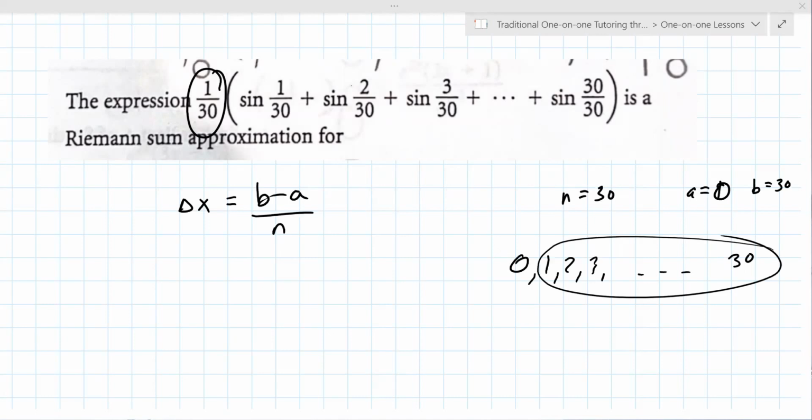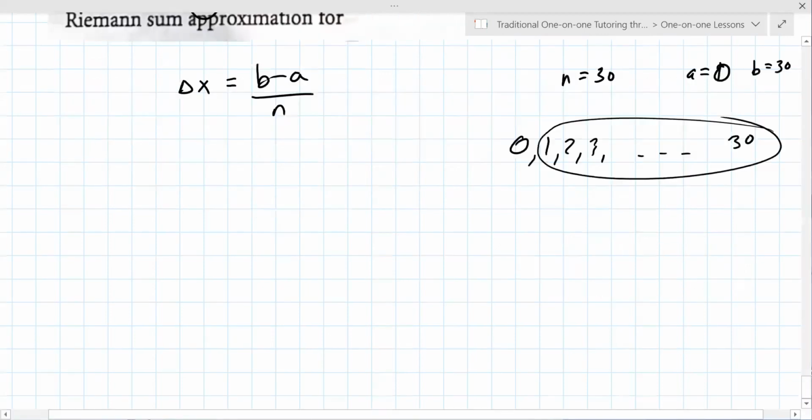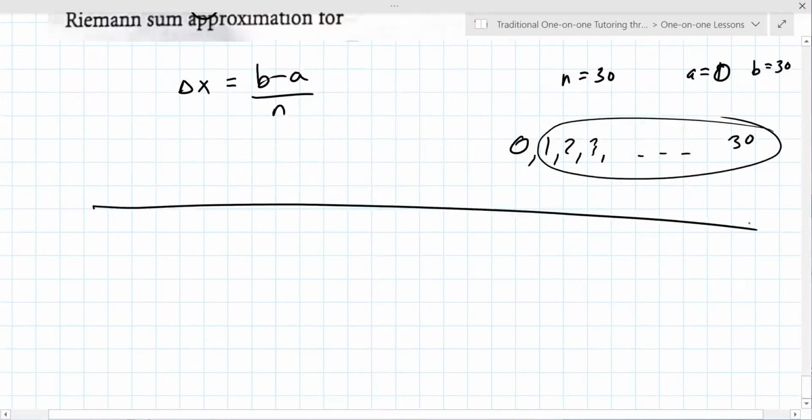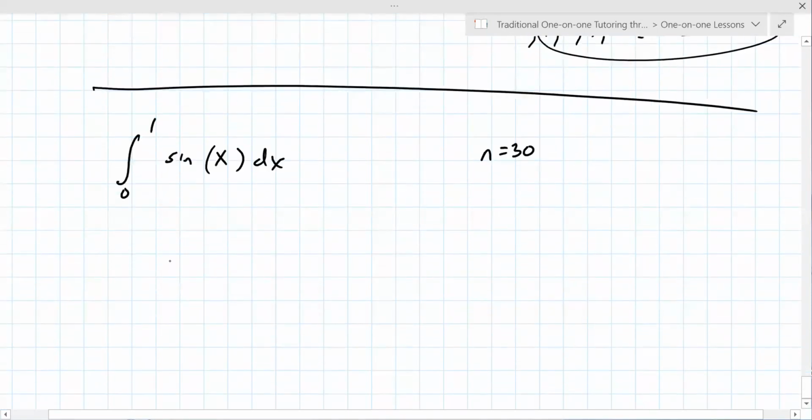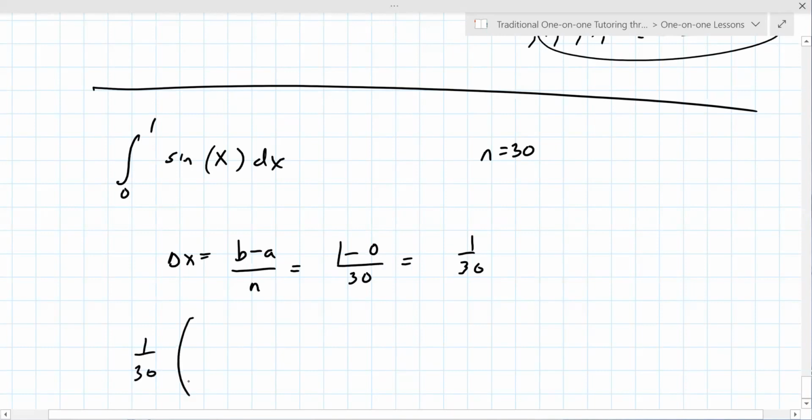Should we just pick one? Do you think B is correct? Because it's not circled in the other color. So yeah, I guess it is. So let's go 0 to 1, sine x dx, and let's say n equals 30. So your delta x is b minus a over n, 1 minus 0 over 30. That gets you 1/30. So your Riemann sum is 1 over 30 times.